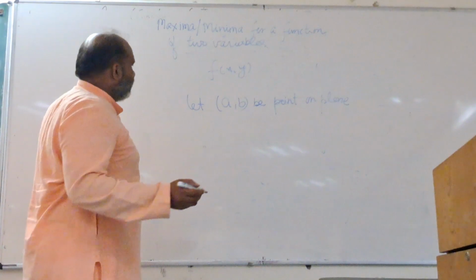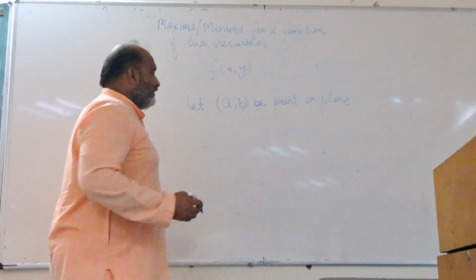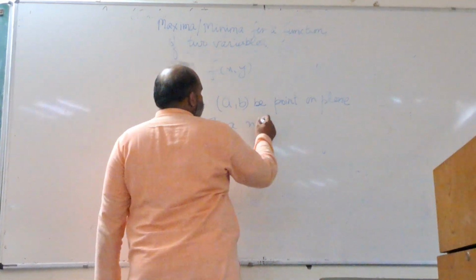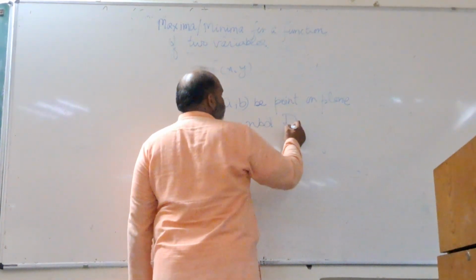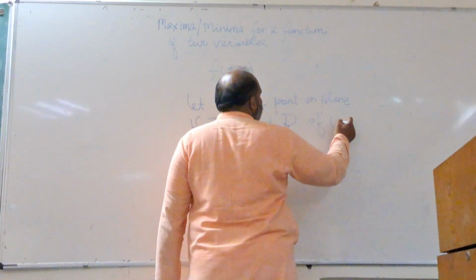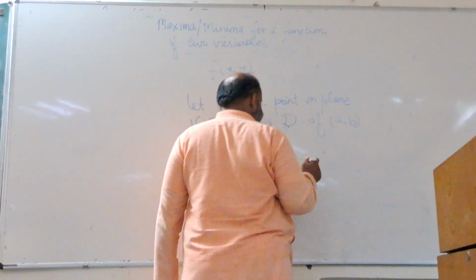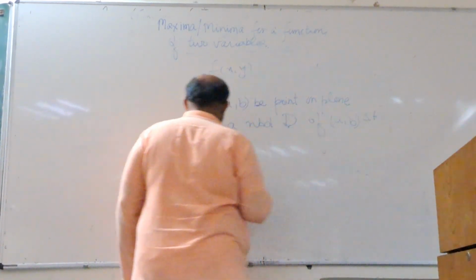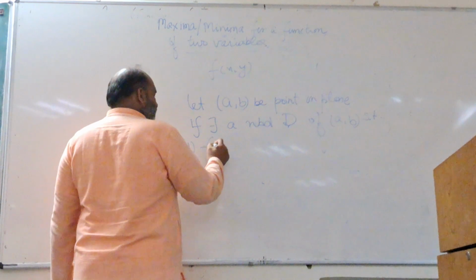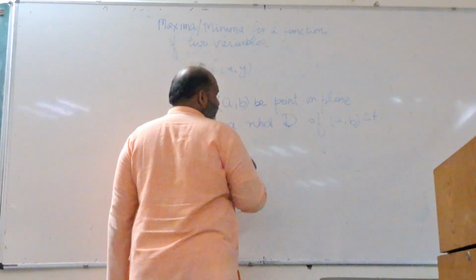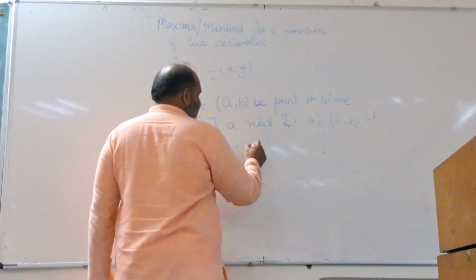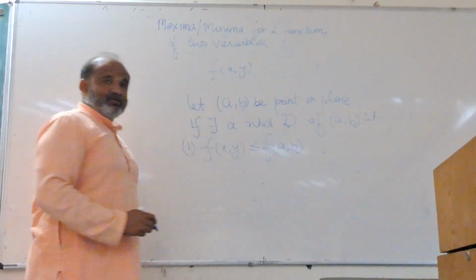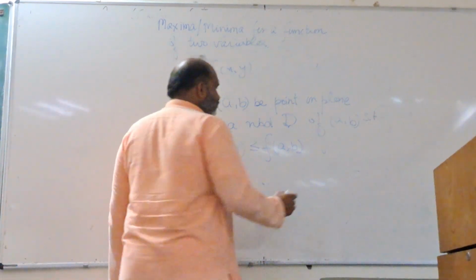So I write down here, let (a,b) be a point on the plane. If there exists a neighborhood, let me say D(a,b), such that number one, f(x,y) is always less than or equal to f(a,b) for all values of (x,y) belonging to D.